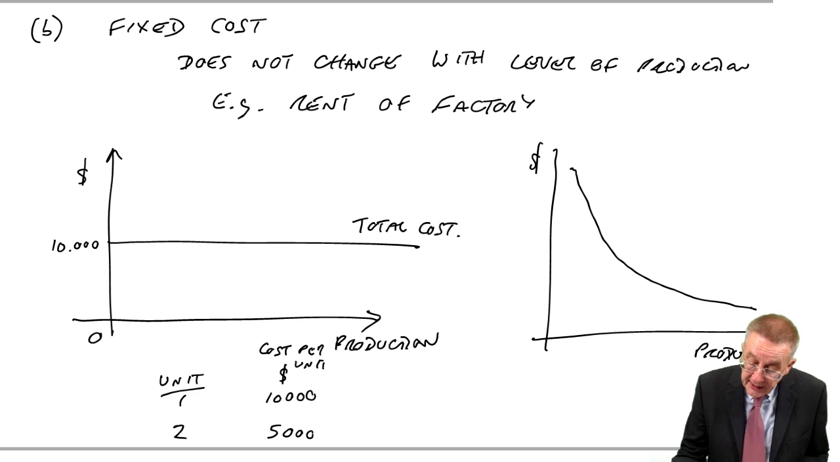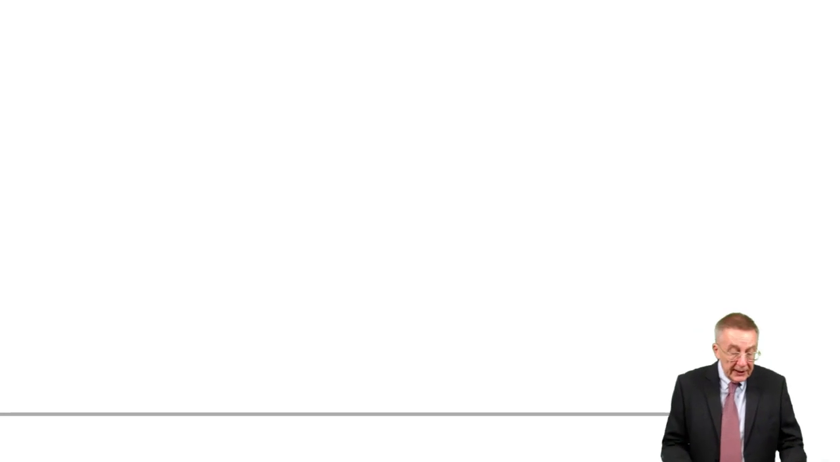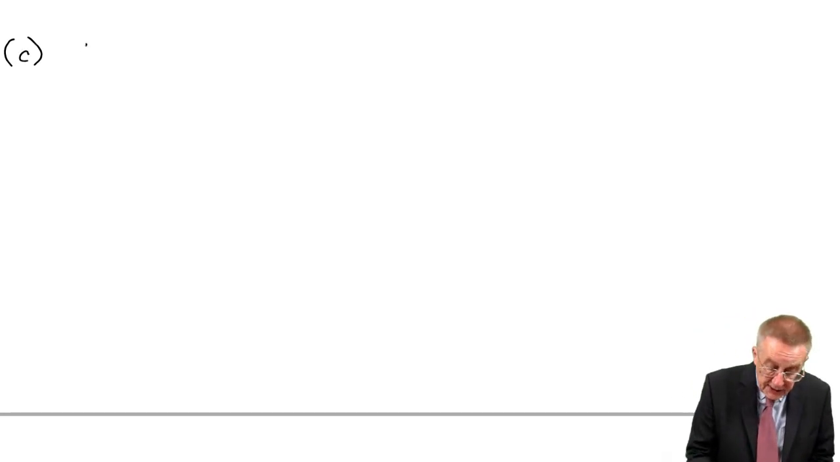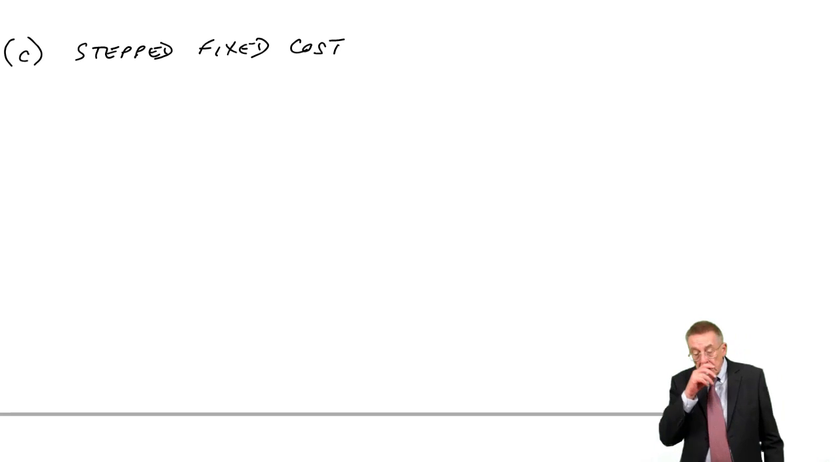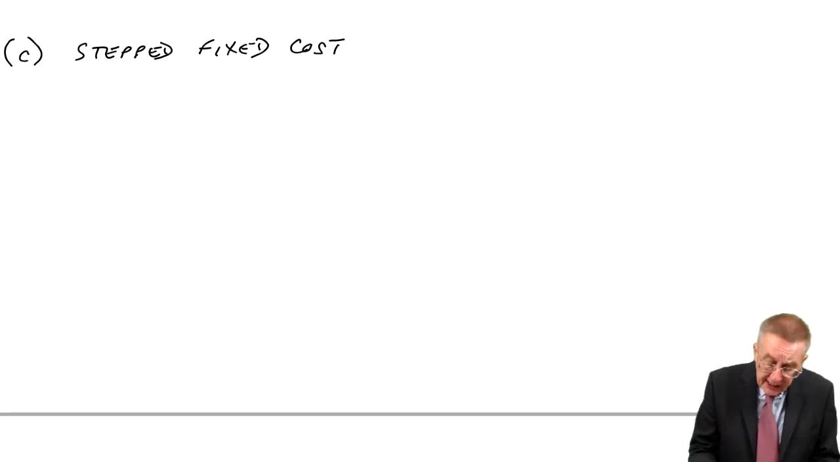All right, now those are the 2 main categories, variable and fixed. The next 2, what you might call variations on it. First of all, a stepped fixed cost. I'll illustrate this immediately by graph. Suppose again we're looking at the rent of the factory.